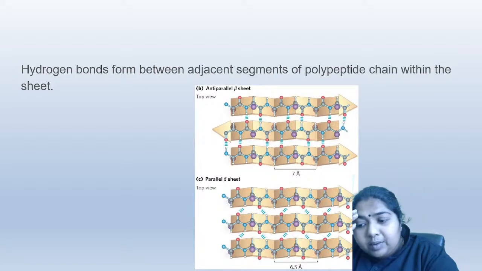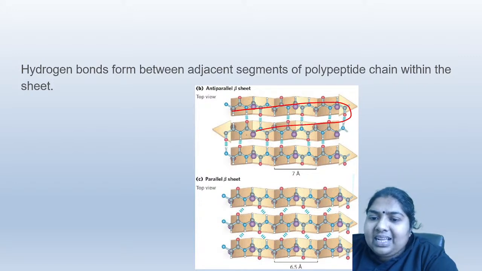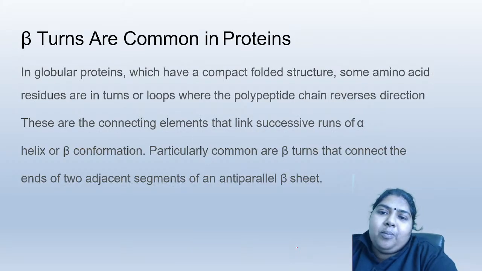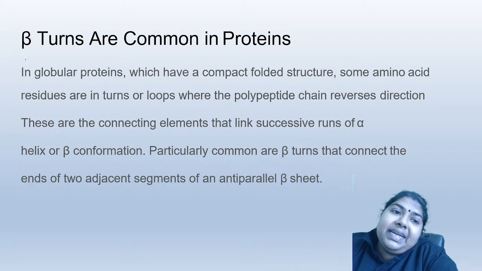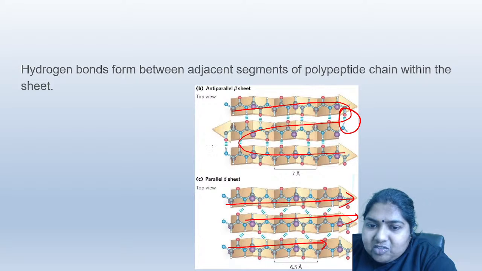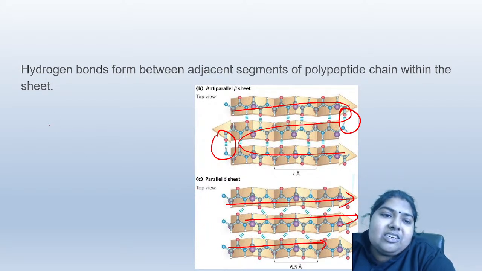So this is how your beta sheet will look. It may have an anti-parallel look, or it may have a parallel look. These are the two kinds of beta sheet that get formed. Apart from that, there are beta turns. A beta sheet is different; this is what is called a turn. So where will turns be present? In parallel or anti-parallel? Where will beta turns be present?